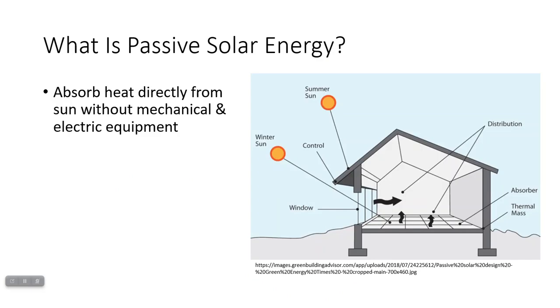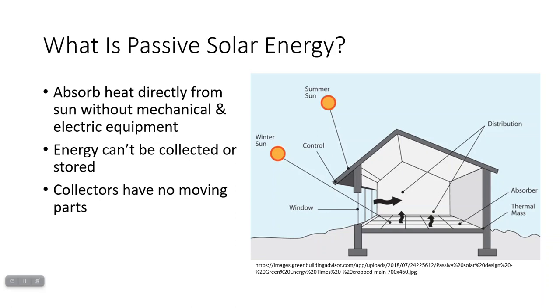Then there are passive solar energy systems. So, what is passive solar energy? You're just absorbing heat directly from the sun. It's not going to require any sort of mechanical or electric equipment, and you usually don't collect energy that can be stored. It tends to have no moving parts. A lot of times it's in the design of the items that you're heating.